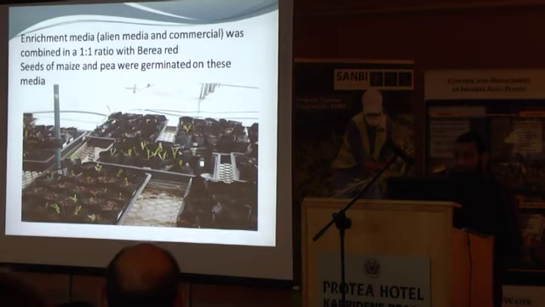Then enrichment media of both the alien and the commercial was combined in a 1:1 ratio with Barrier Red. We used Barrier Red for this experiment, as Barrier Red is a common soil in the Durban area, and it is a relatively poor soil. Seeds of maize and pea were germinated on this media. We used maize and pea, as maize is C3 and pea is a C4 plant.